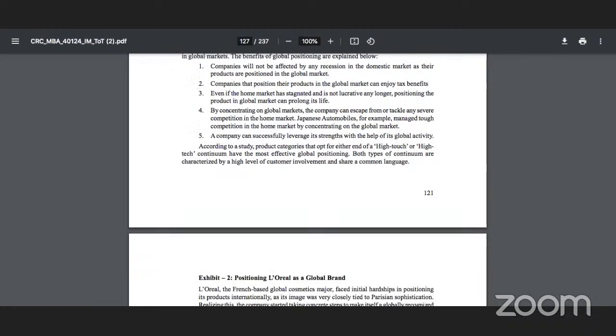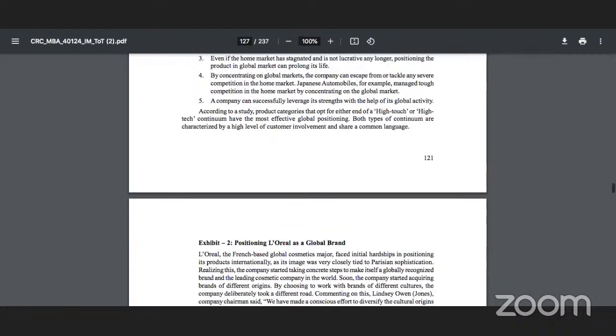And by concentrating on global markets, a company can escape from or tackle any severe competition in the home market. Automobiles definitely are one of the best examples of why companies have moved across the shores to sell their vehicles. And finally, a company can successfully leverage its strengths with the help of its global activity.